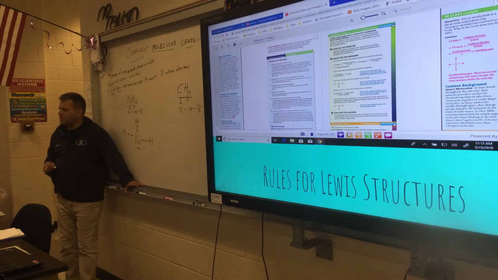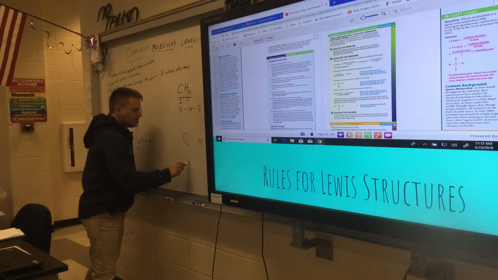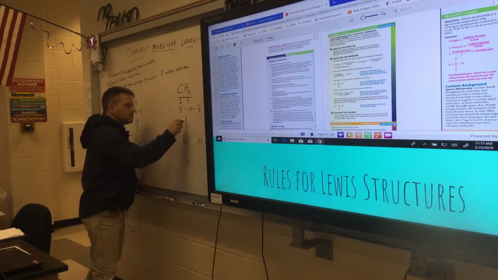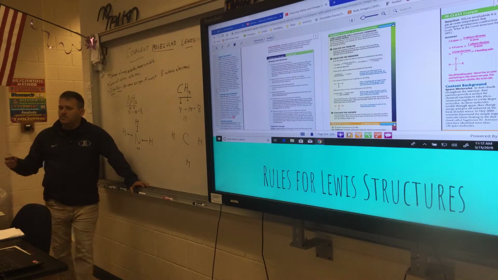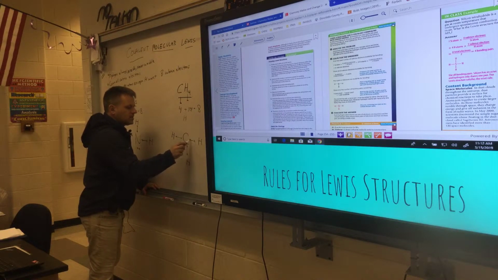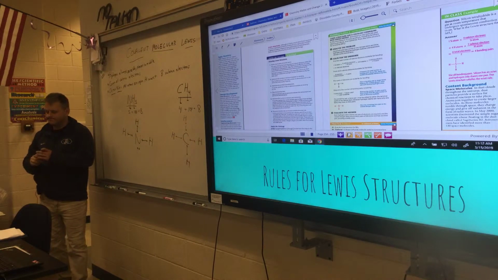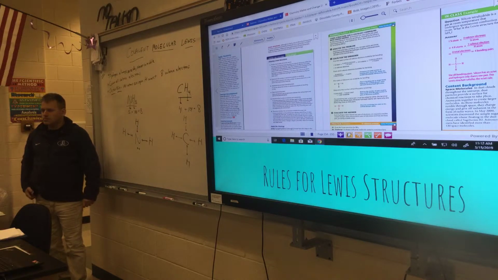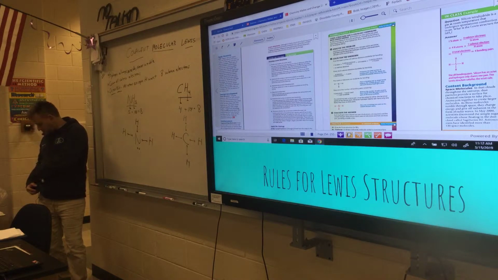What goes in the middle here? Carbon. Hydrogens go around the outside. Connect them. Every time you connect them, how many is it? 2. 2, 4, 6, 8. Okay? All right? Next.